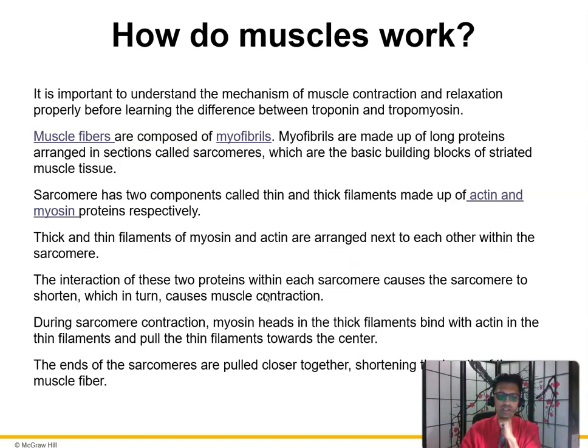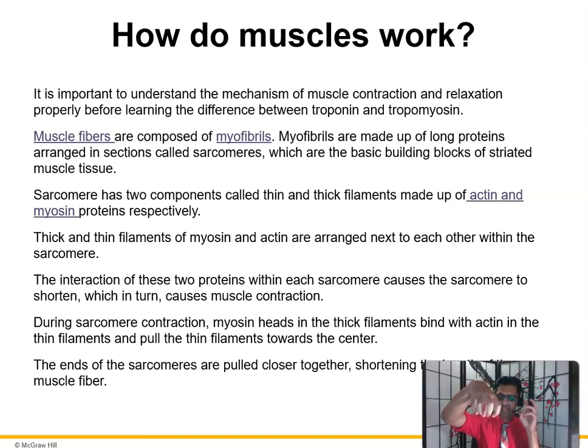The interaction of these 2 proteins within each sarcomere causes the sarcomere to shorten, which in turn causes muscle contraction. During sarcomere contraction, myosin heads in the thick filaments bind with actin in the thin filaments and pull the thin filaments toward the center. So here's the actin, here's the myosin. It's going to come up, it's going to pull it, and it's going to pull it towards the center. That's essentially the sliding filament theory. But the problem is those actin binding sites are blocked by a regulatory protein called tropomyosin. So it blocks it. You're like, you're not getting my actin.